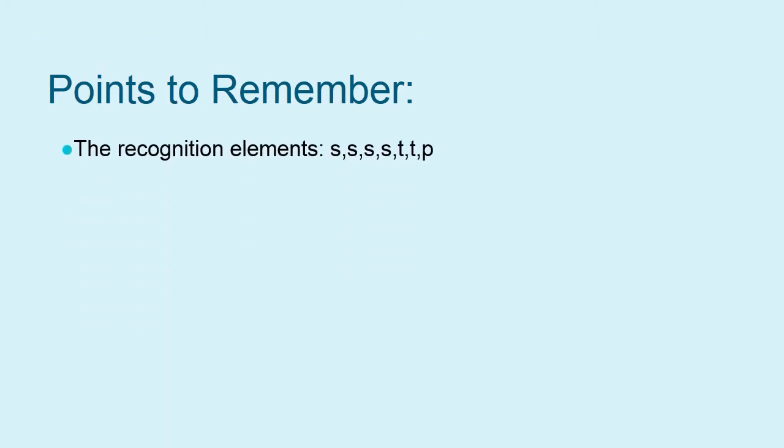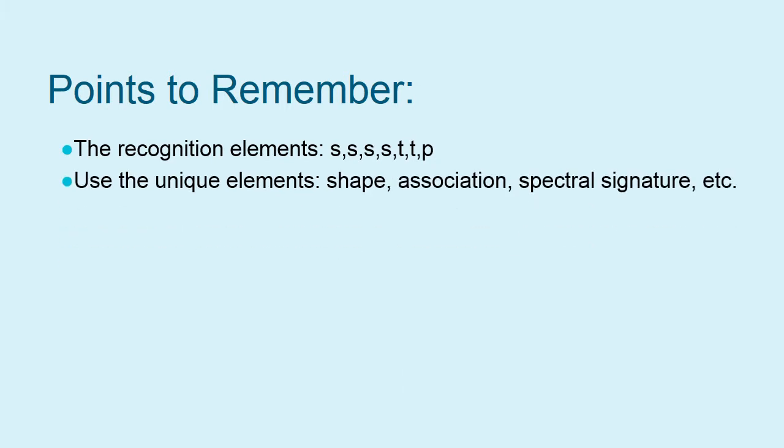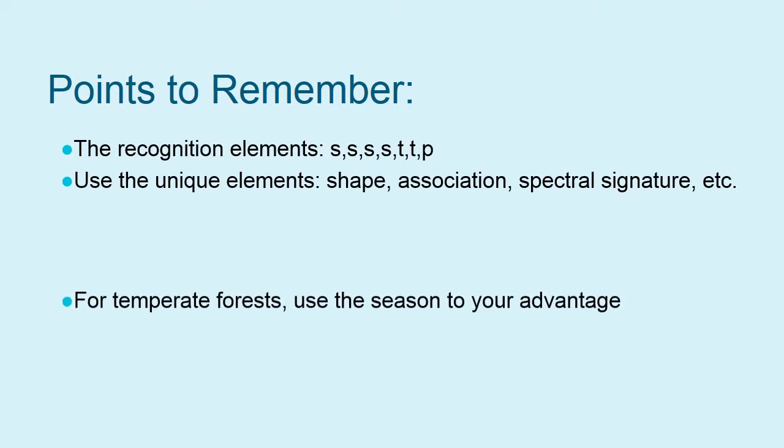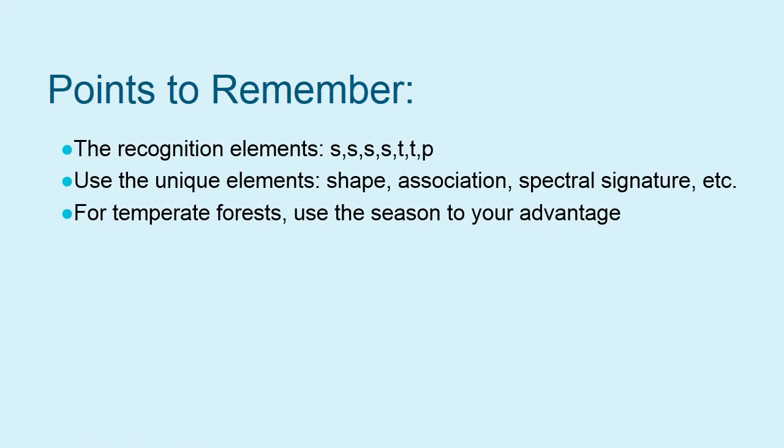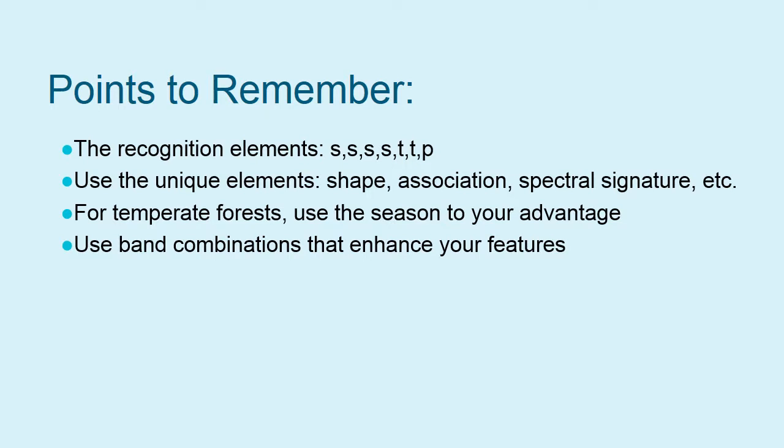So points to remember then are the recognition elements. Maybe you have unique elements that help you identify particular features like the shape of a baseball diamond or white pine. It's association, or the color or spectral signature of an object. Additionally, when we're dealing with forest and trees, use season and use band combinations to enhance your features and to your advantage.